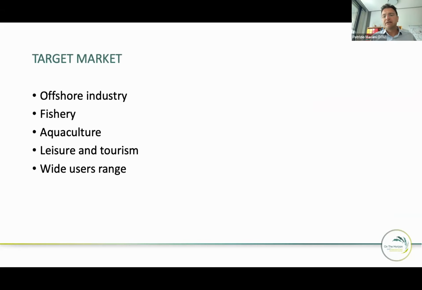So the target market is, of course, widespread, because that's the main advantage of having a stereoscopic system on an ROV. We think that the offshore industry for inspections could benefit from that, but also fishery applications, even maybe in the trawls, to directly measure the size of the fish that are getting captured in the fishing. Aquaculture, for all the reasons I mentioned before, to measure fish, and also maybe mussel lines, as we wish to do in Aquavita in the project, but also other uses, including leisure and tourism.